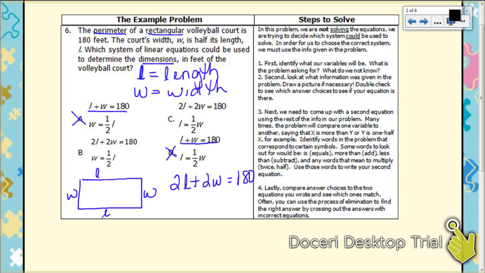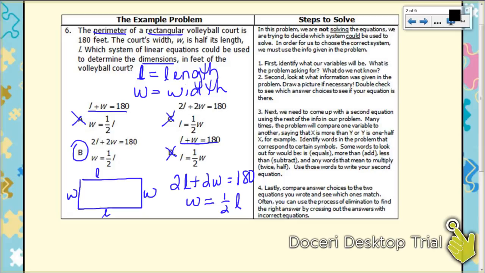So I need to think about what I have. They're telling me the court's width is. The width is. That means equals. So my equation has got to start with width equals, because that's what the words say. And the width is half the length, so it is 1/2 of the length. So I'm going to do the length times 1/2. If I look at my other two equations, B has width equals 1/2 L, and C has L equals 1/2 W. Well, I have 1/2 L, so it can't be C, which means that my answer has to be B.